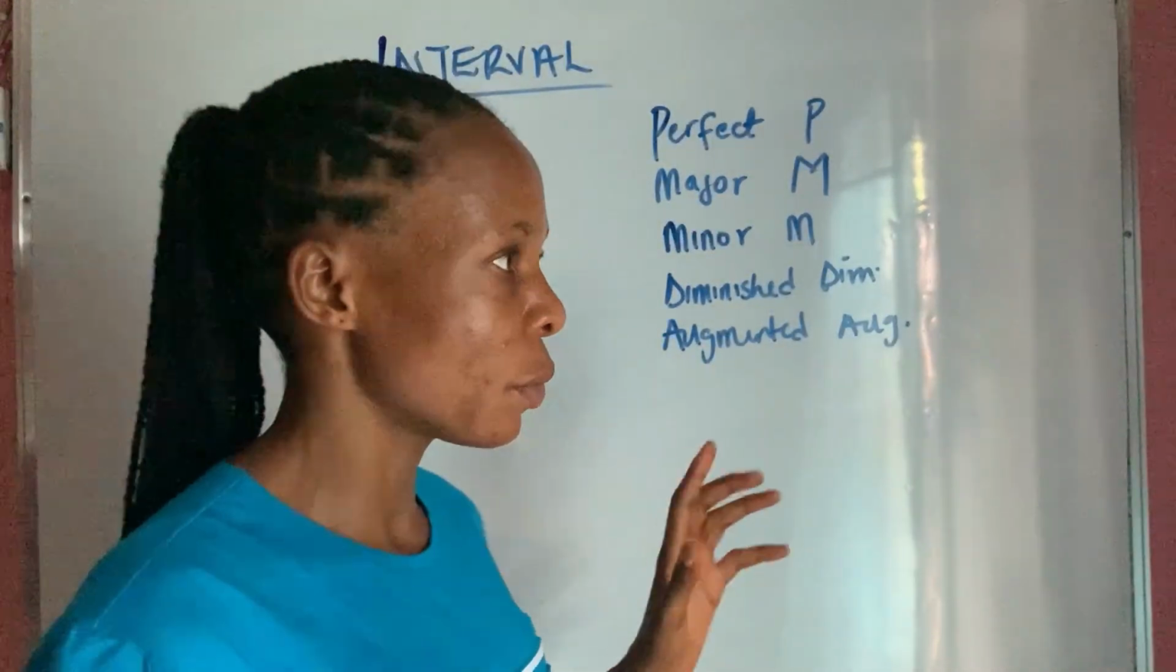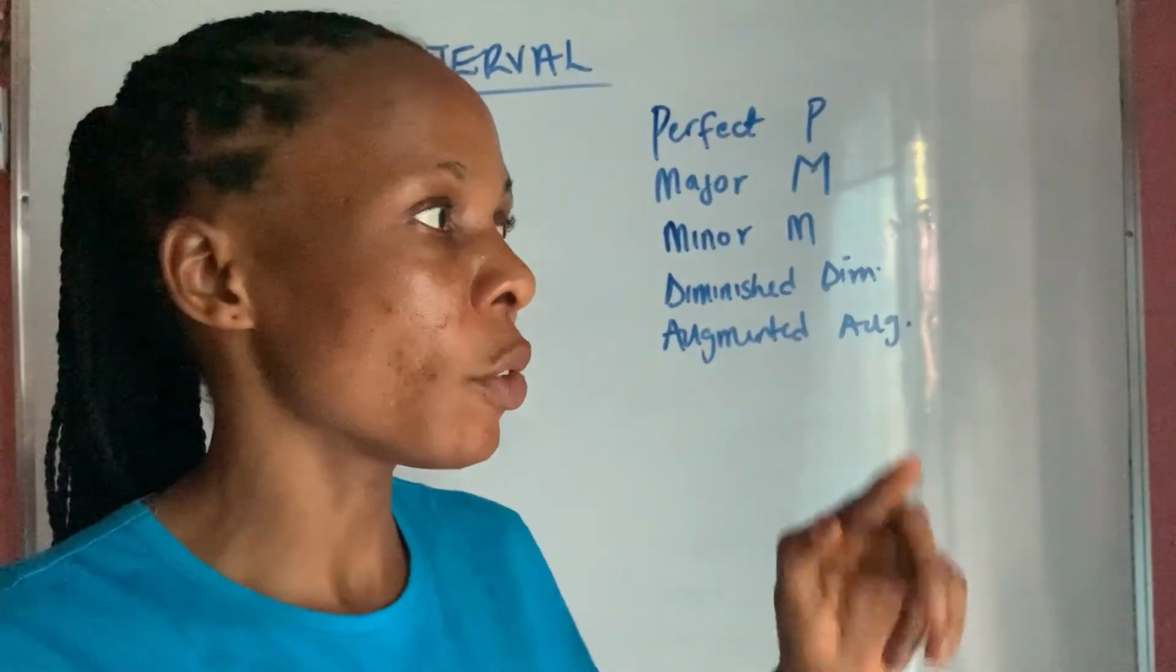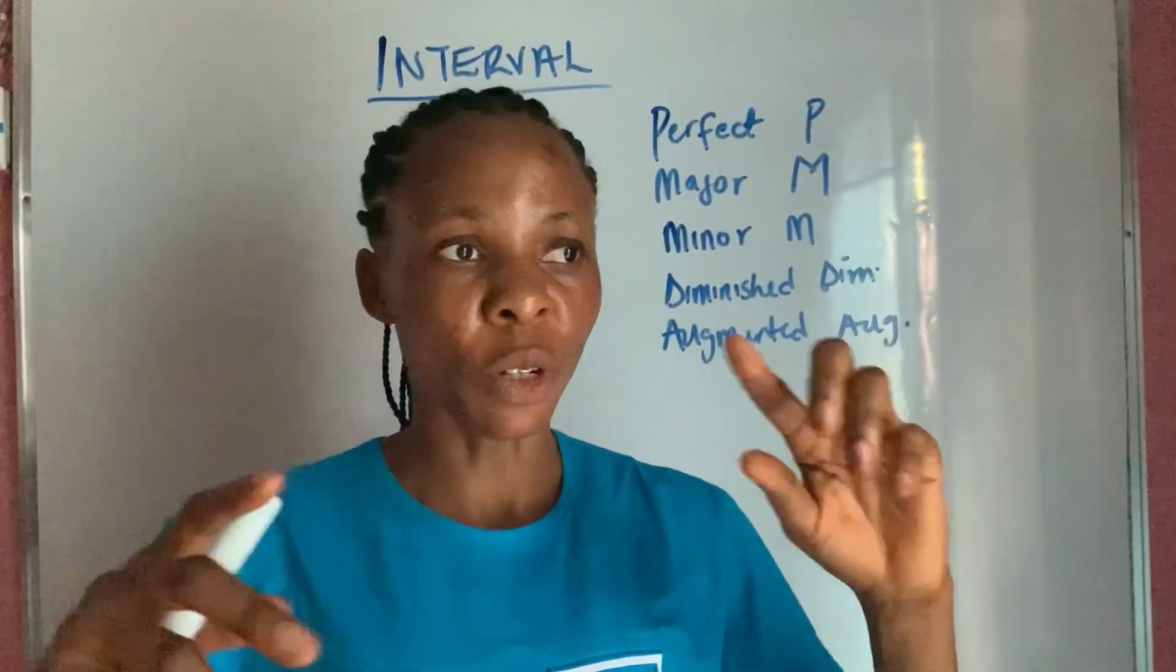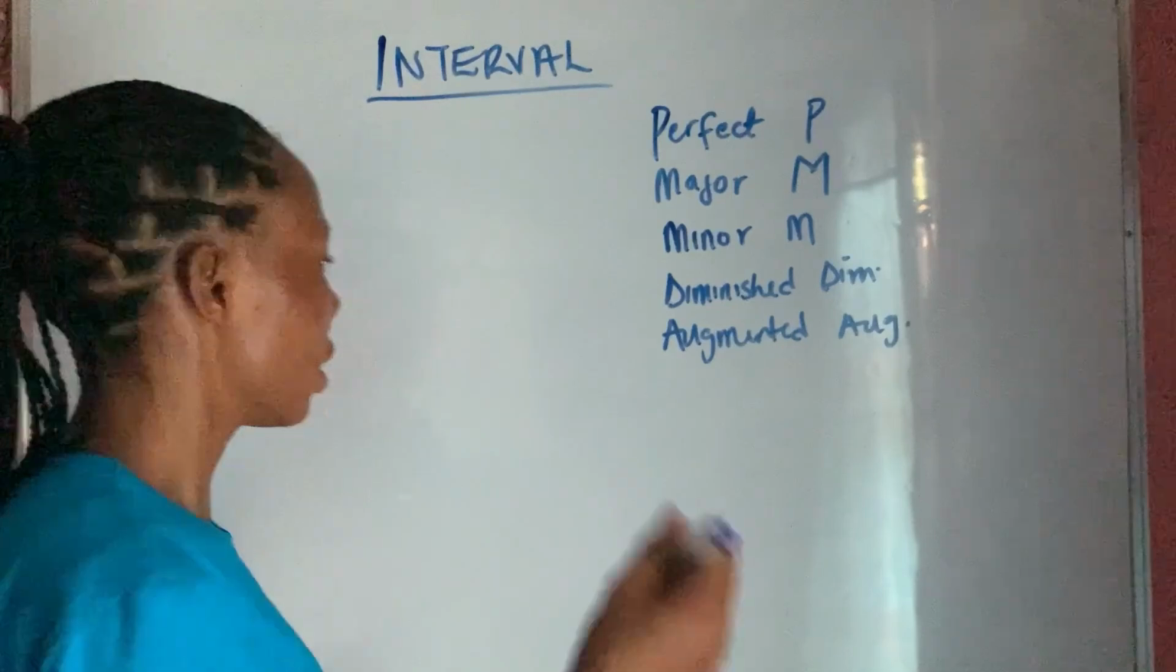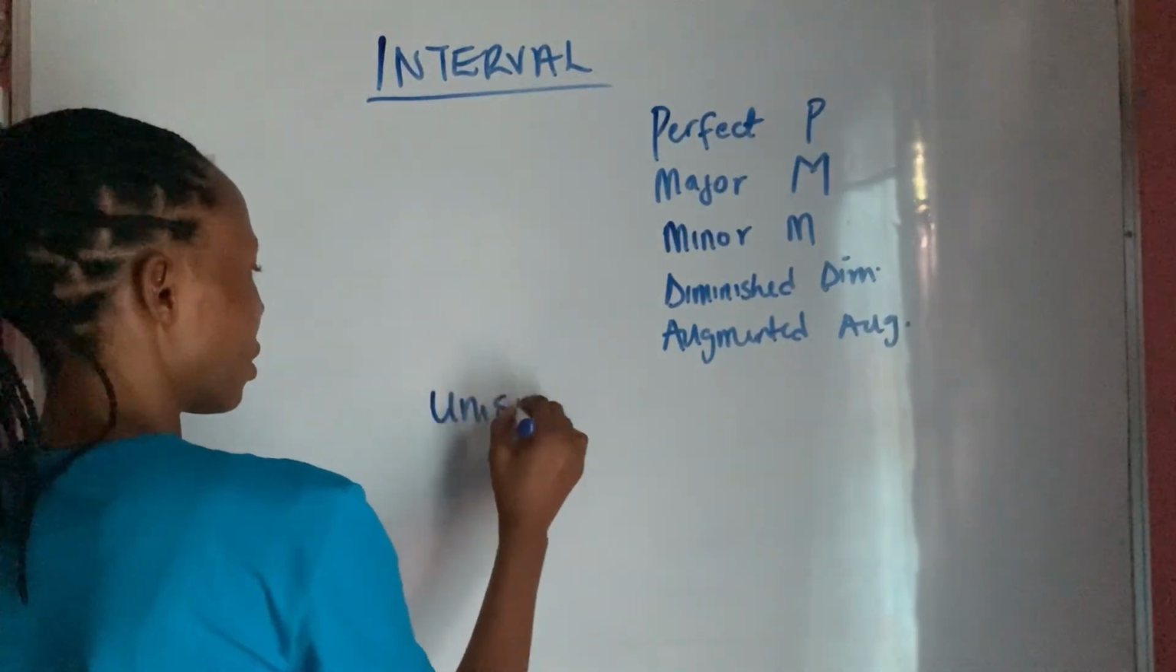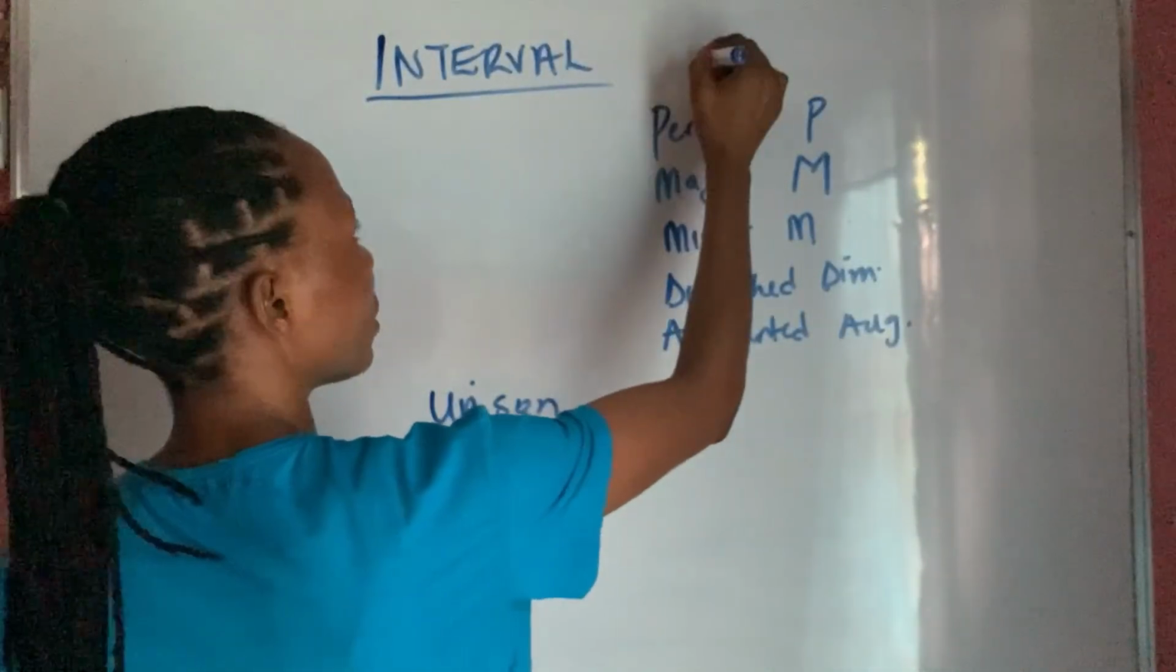Then to find the full properties of an interval, you have to include both. You have to include the numbers, which has to do with the unison numbers. These are the qualities.